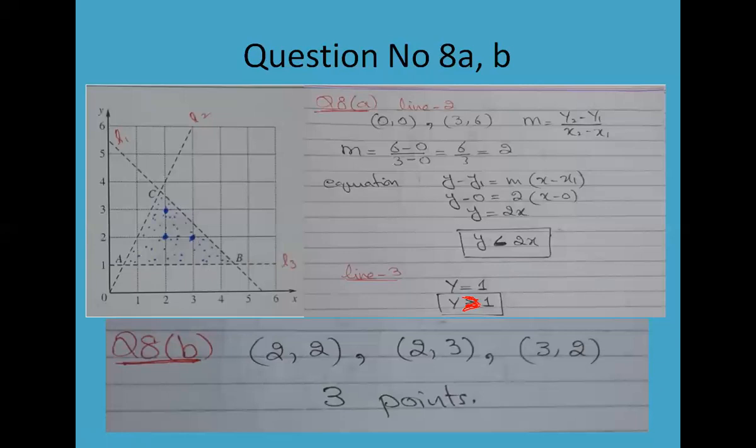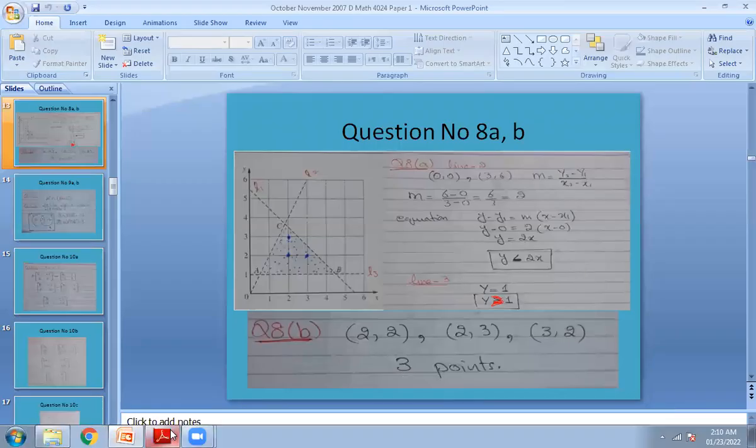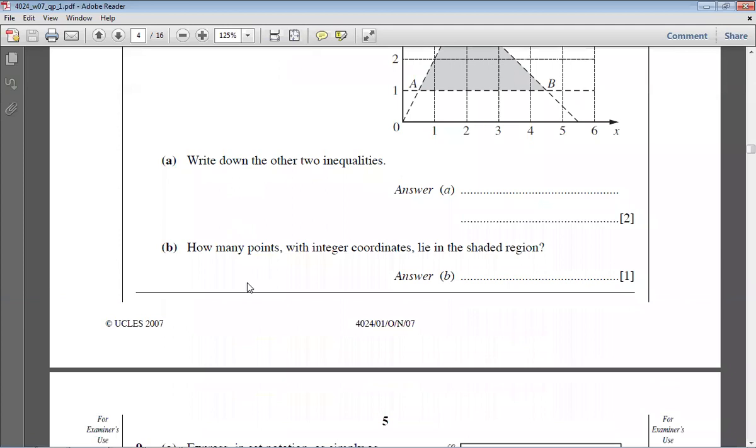This is how you write the inequalities. Now, question number 8 and its B part. We have not read the question, so let's go back to the question. How many points with integer coordinates lie in the shaded region?